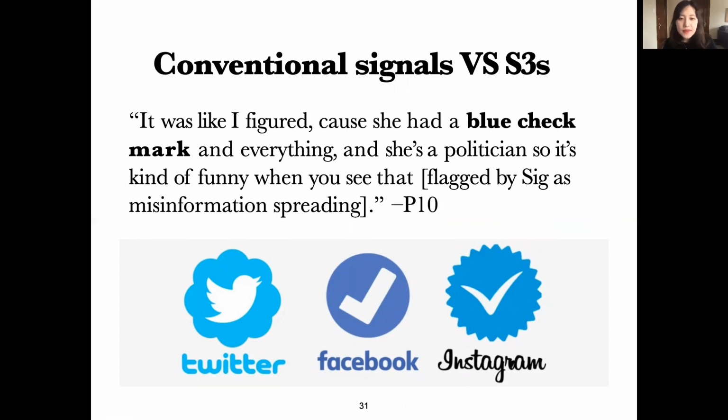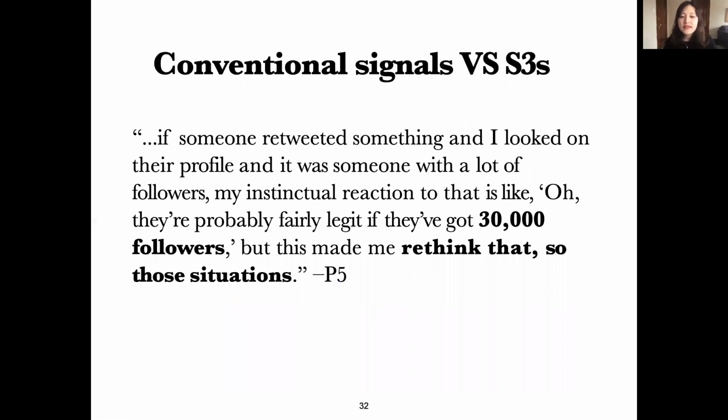So for instance, one participant encountered a politician that had a blue verification checkmark. And I think many of you know that verification marks are used in many social platforms to indicate credibility. But SIG actually flagged that account as misinformation spreading. And this participant thought it was funny, but at the same time, he said it made him realize that this politician has an agenda she's pushing. And it wasn't just verification marks. Some participants said they noticed SIG was flagging accounts with a high number of followers. And people tend to think high-profile accounts are legit, but when SIG accurately flagged them, participants said it made them rethink those accounts.